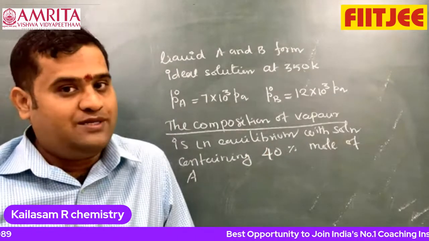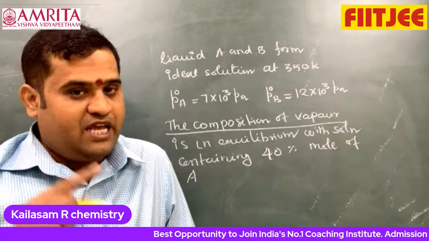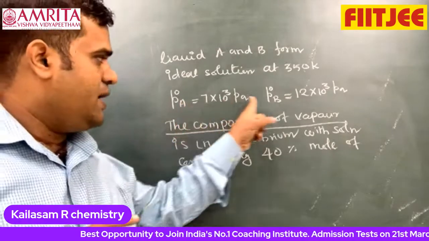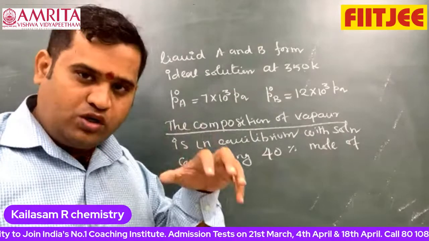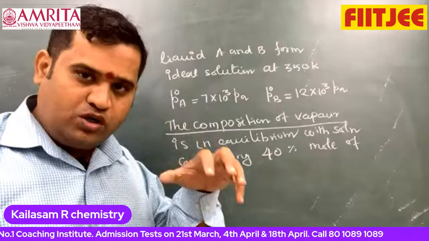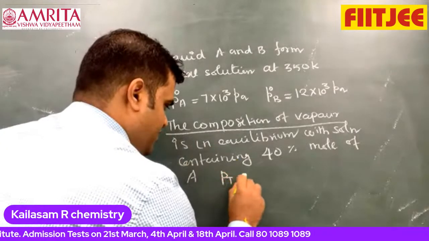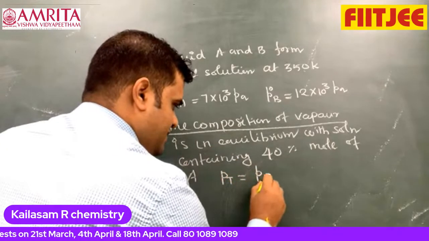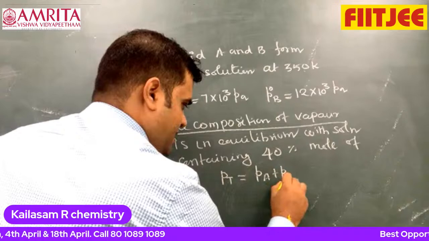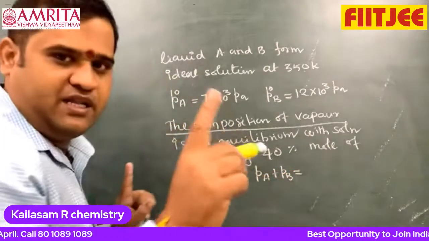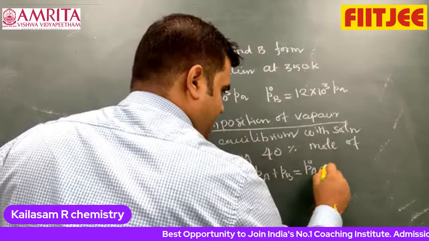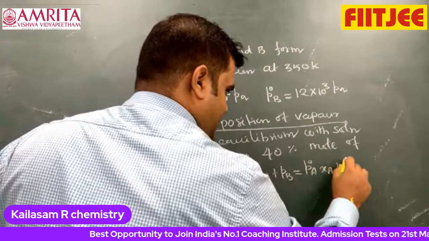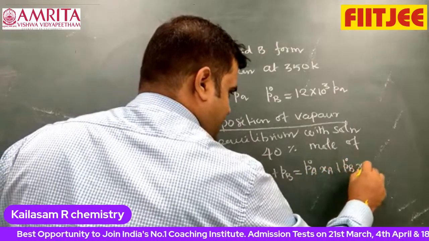So how to solve this? What is given? P naught A is given, P naught B is given. First we want to find out the total vapor pressure of the solution. We know the formula: Pt is equal to Pa plus Pb. As per Raoult's law, that is P naught A Xa plus P naught B Xb.